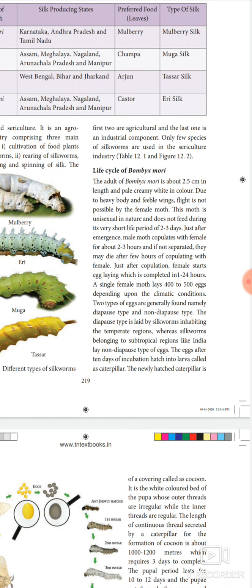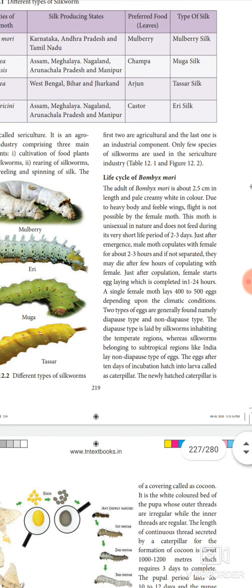The egg, after 10 days of incubation. What is meant by incubation? They maintain the eggs at one particular temperature, and that is called incubation. The eggs hatch into larvae called caterpillars. After incubation, the egg is converted into the caterpillar.